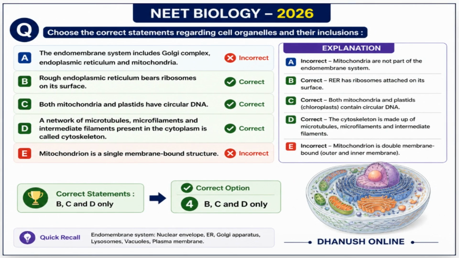Choosing the correct statements about cell organelles. Rough endoplasmic reticulum has ribosomes. Both mitochondria and plastids have circular DNA. The cytoskeleton is a network of microtubules, microfilaments, and intermediate filaments. Mitochondria is a double membrane-bound structure.